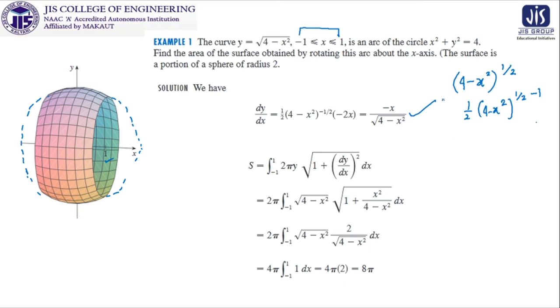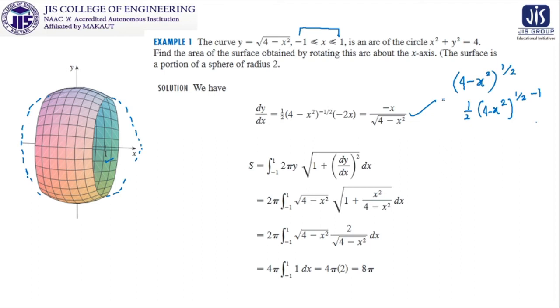So our final step is to use the formula for s. The formula for s gives us the integral from -1 to 1 of 2 pi y root over 1 plus (dy/dx) square dx. Now look at this. Everything is known to us. It is a problem of your class 11-12 now.